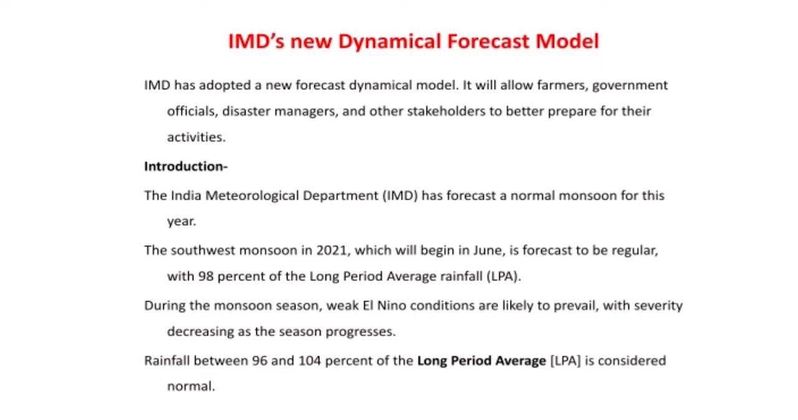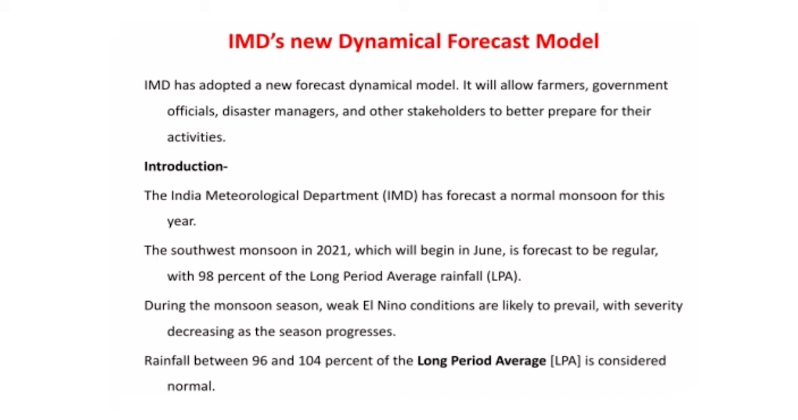The first one, IMD's new dynamical forecast model. We have to study about Earth Science and IMD. IMD is the Indian Meteorological Department. Likewise, we are having the Department of Earth Science. These are the two important departments which give forecasts relating to the sea and other kinds of global climate changes and environmental forecasts such as rainfall, temperature, humidity. They will be giving these forecasts.